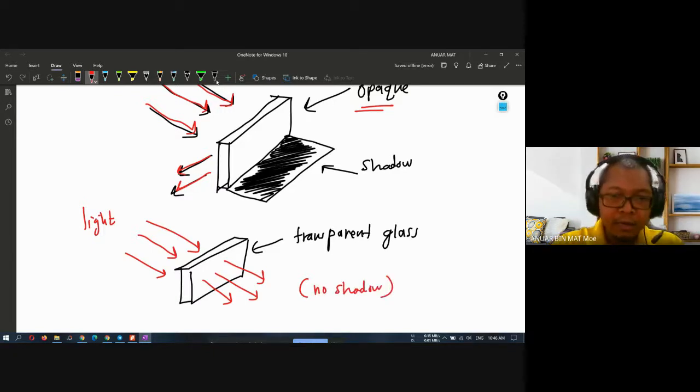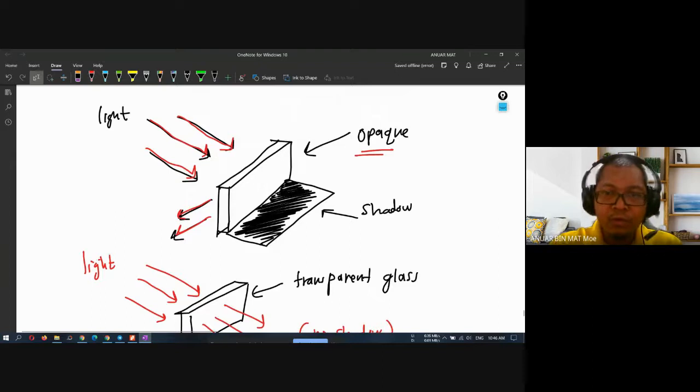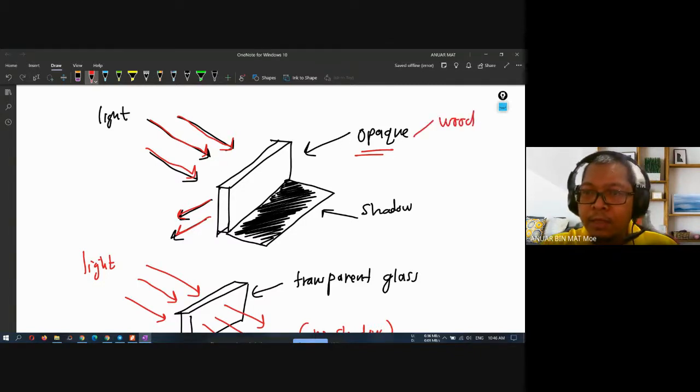Because light can go through the transparent object, for example, the glass over here, so you can see no shadow. But the light cannot go through the opaque object because of the material itself. It will cast a shadow. Opaque objects such as what? Such as wood, stone or rock.